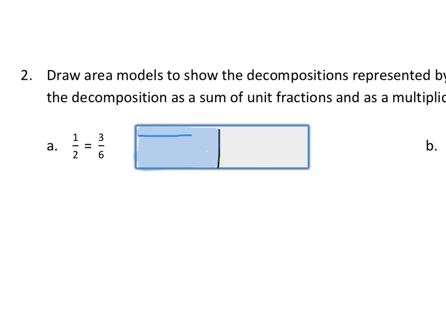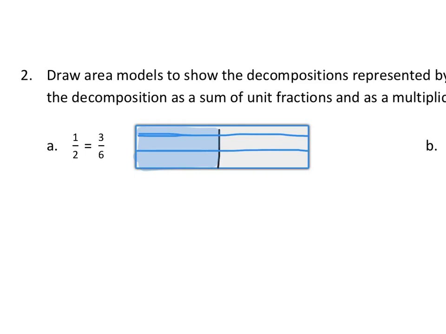I'm going to show that 1/2 is equivalent to 3/6. That means I need to take my 2 equal parts and turn them into 6 equal parts. I'm going to do that by making that and that. So I made 3 rows there. You can see 1 row, 2 rows, 3 rows. Now I have 1, 2, 3, 4, 5, 6 equal parts.